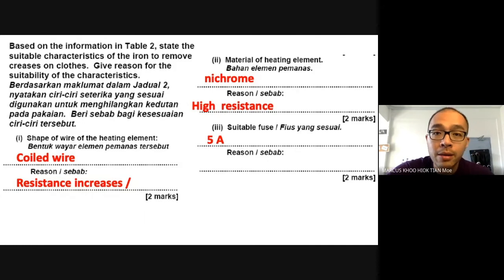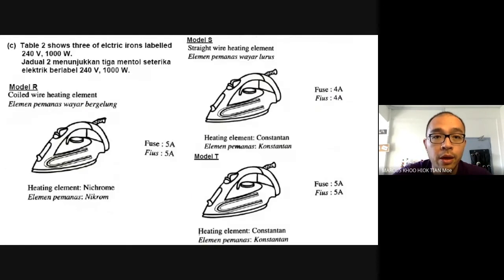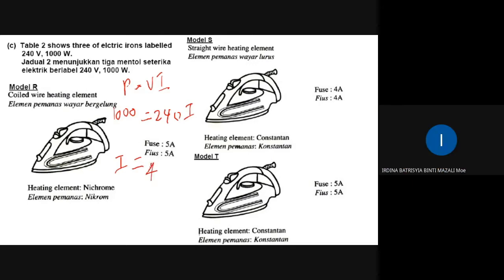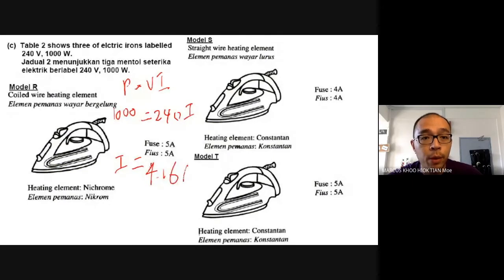So when we calculate this, when we go back to this, we need to know how much is the current flow over here. If we use the formula P equals VI, our power is 1000, volt is 240. So how much current is going to flow when we supply this? 4.167. About 4.16 amps. So a suitable one will be 5 amps.